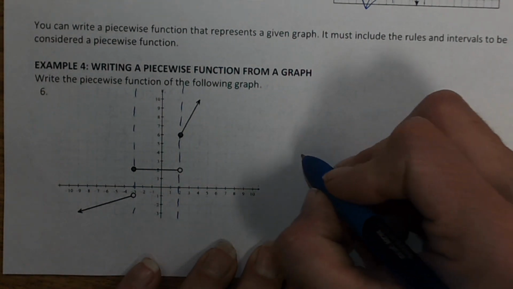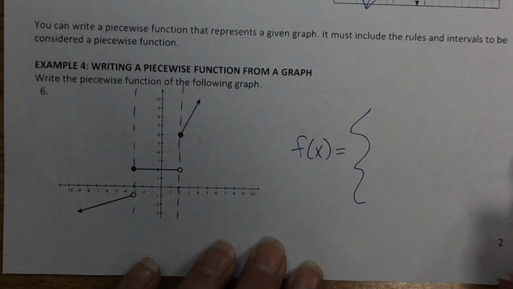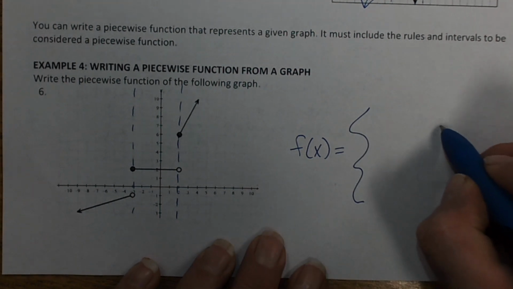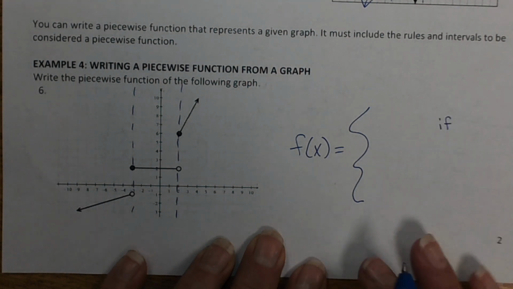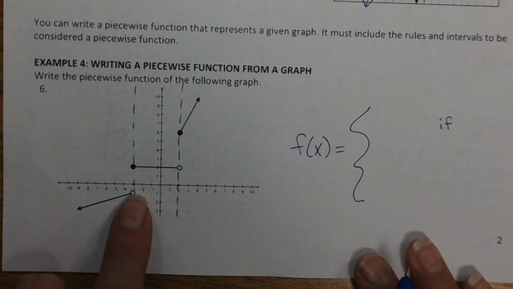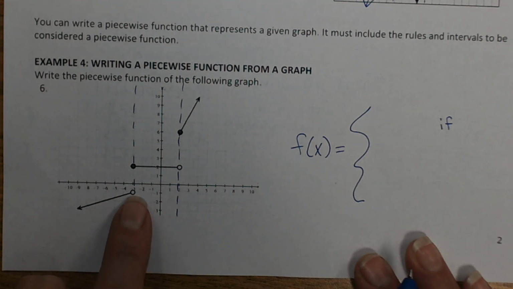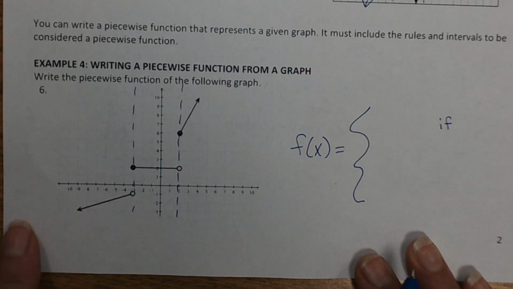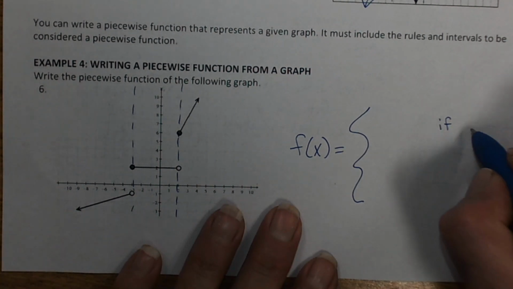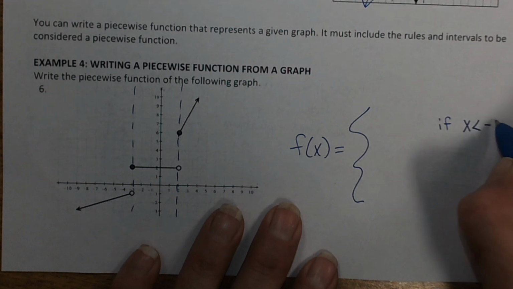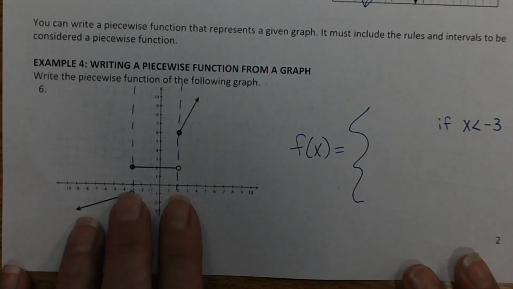So we're going to start by writing our f of x equals, and we're going to give ourselves a big bracket. And we're going to start by defining the intervals that we're going to look at. Okay, so our first one is if x is less than -3. Again, it's not equal to, so it would just be if x is less than -3. Then our next interval is between -3 and 2.